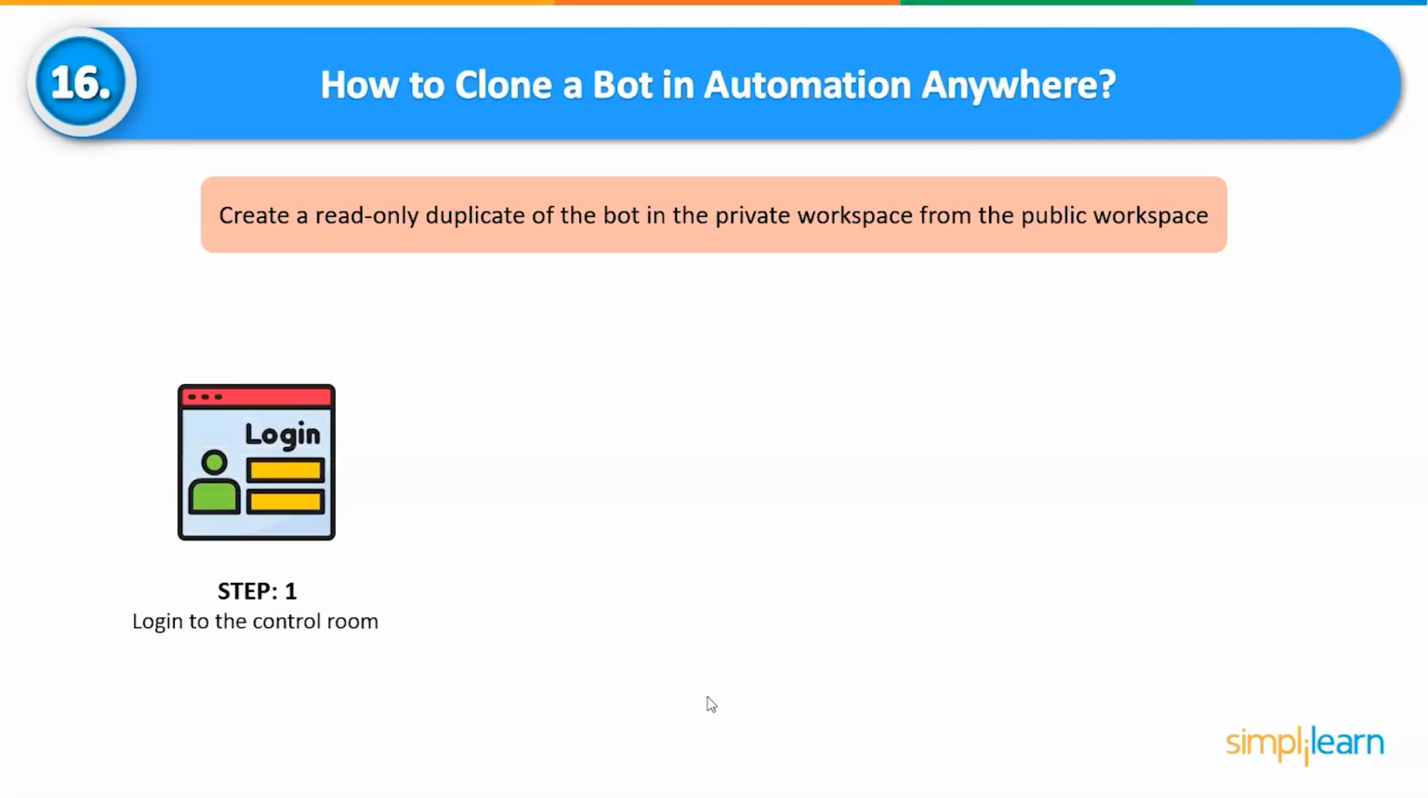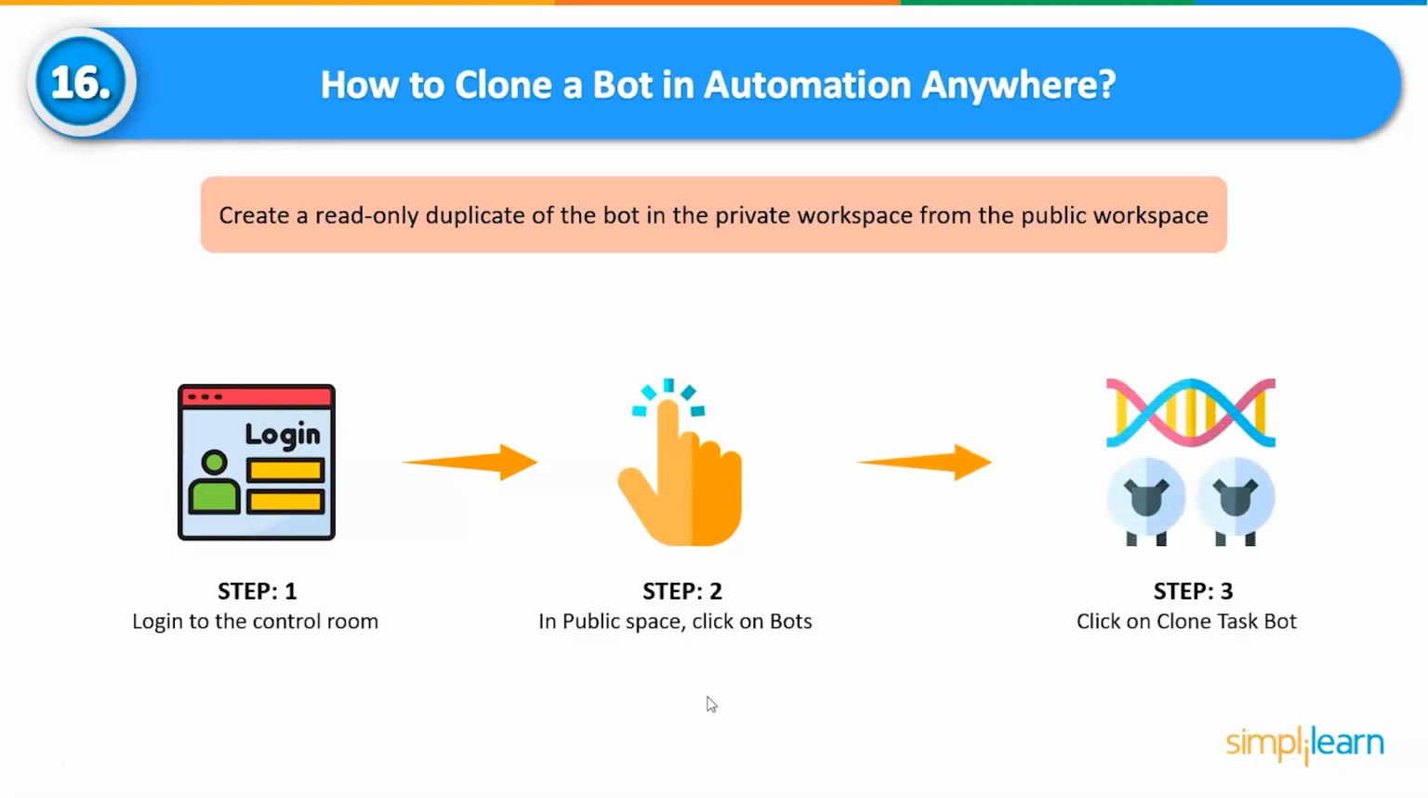Step 1. Log into the control room as a bot creator user, and then in public space, click Bots. The My Bot page is displayed with the list of folders or files containing the bot. Then select the bot you want to clone, click the Actions menu and click Clone Task Bot. The clone bot appears in the same folder structure in the private workspace. So let's jump into the Automation Anywhere control room and see how to clone a bot.